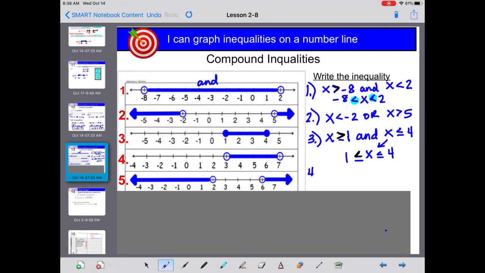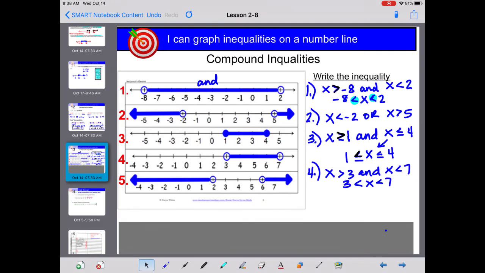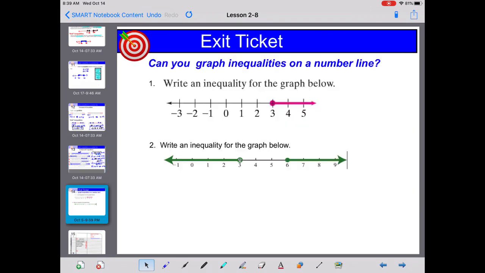Number 4. Number 4 is also an AND inequality. X is greater than 3 and X is less than 7, or combined it would look like that. Number 5. X is an OR, so X is less than 2, or X is greater than 6, and OR inequalities again cannot be combined. All right, hopefully now you're getting the hang of this.